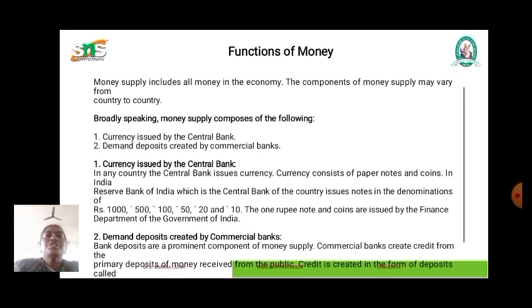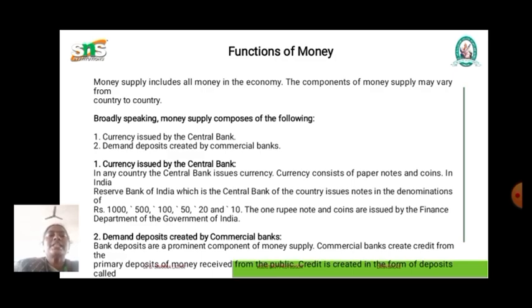Next, the money supply can be broadly classified into currency issued by the central bank and demand deposits created by the commercial banks. Currency issued by the central bank: in any country, the central bank issues currency consisting of paper notes and coins. In India, the Reserve Bank of India, which is the central bank of the country, issues notes in the denominations of rupees 1000, 500, 100, 50, 20 and 10. The 1 rupee note and coins are issued by the Finance Department of the Government of India.